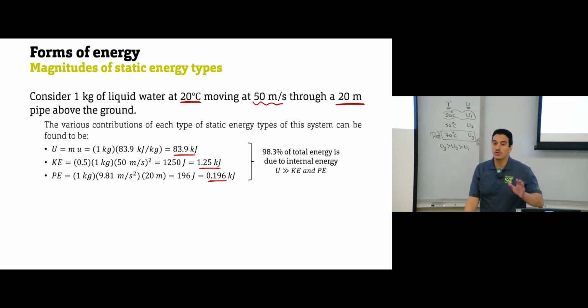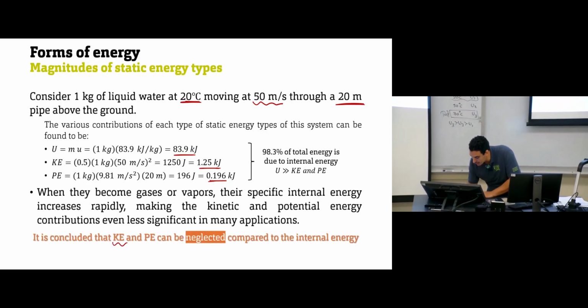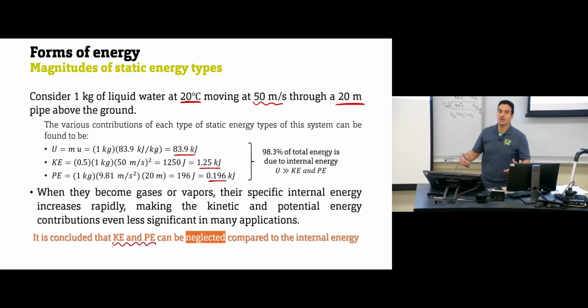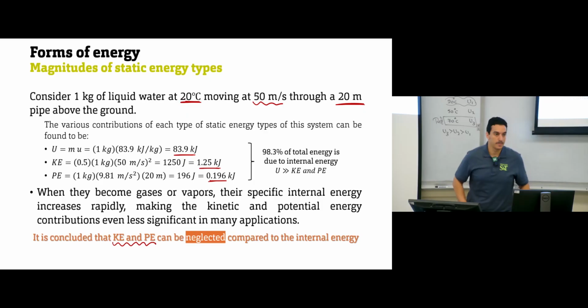So almost more than 98% of the energy stored in the system comes from which one of them? Internal, potential, or kinetic? Internal energy. So this is why, usually in the problems, we neglect the kinetic and potential energy compared to the internal energy.